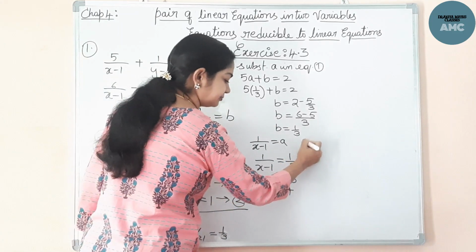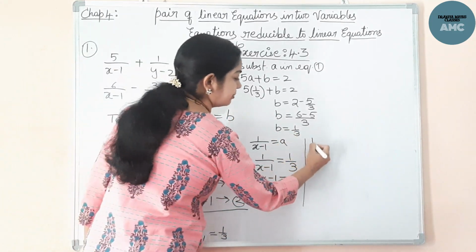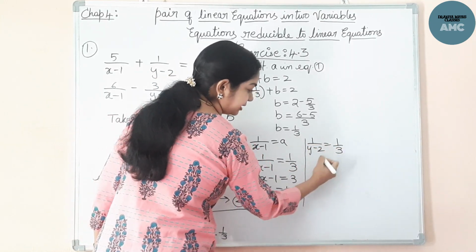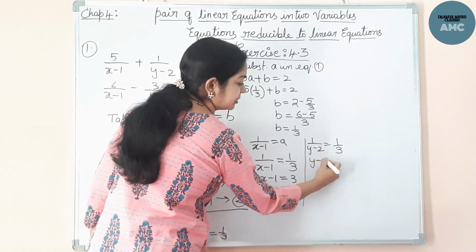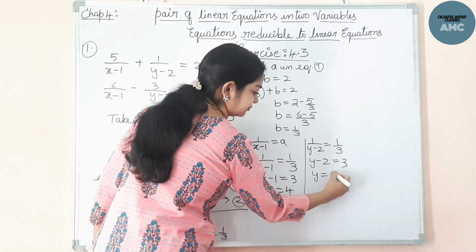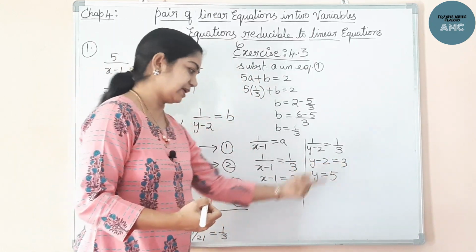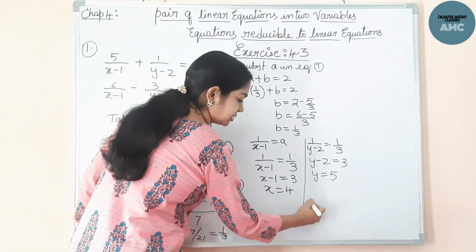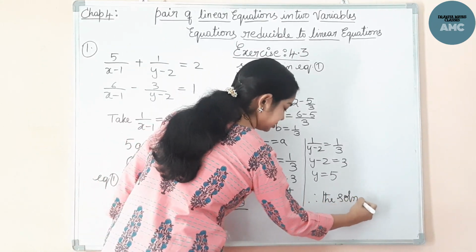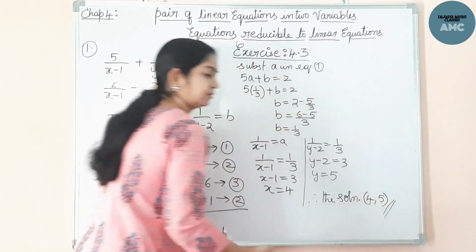Now here again, what we got is b as 1 by y minus 2 equal to again 1 by 3. Now cross multiply: y minus 2 equals 3. So y equals 5. See, shift this minus 2 to that side, it comes to plus 2. So therefore the solutions are 4, 5.